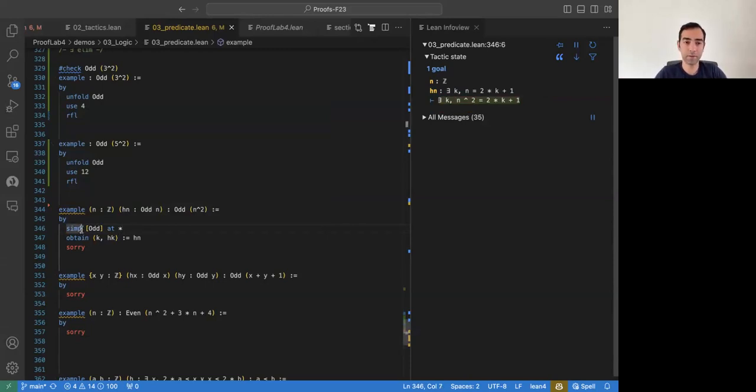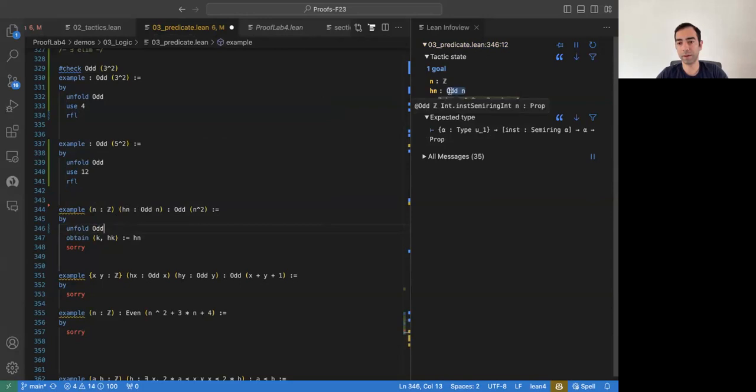I could have as well written unfold, and that should work as well, except that unfold doesn't have the at star. So simp and unfold here are quite similar. They just expand what the definition is. But if I did simp odd, that probably doesn't work. That only simplifies the goal, right? But I want to simplify the goal and the hypothesis. So that's why I write at star. Any question about this?